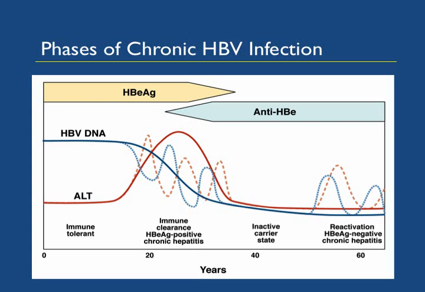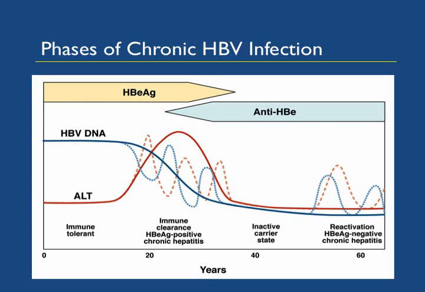During the first phase, the patients are e antigen positive with very high levels of HBV DNA but normal liver enzyme. And we say that these patients are in the immune tolerant phase. It is as if the immune system does not recognize the virus, does not attempt to attack and clear the infected liver cells. That's why the liver enzymes are normal.